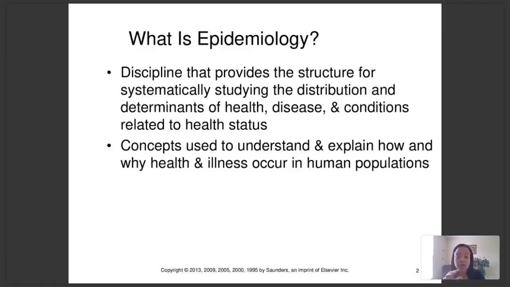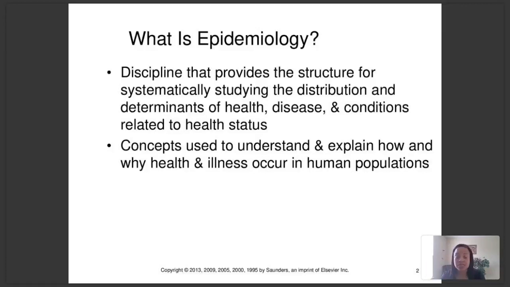So we want to see where the disease processes, the illnesses are occurring. We want to see when they are occurring, and we want to see how often they are occurring and resolving. Okay, so those are the things that we're paying attention to. In epidemiology, the concepts are used to understand and explain how and why health and illness occur in human populations. So again, we're looking at the where, the when, the how, the why, and that helps the epidemiology, the numbers help give us a story behind what's going on.